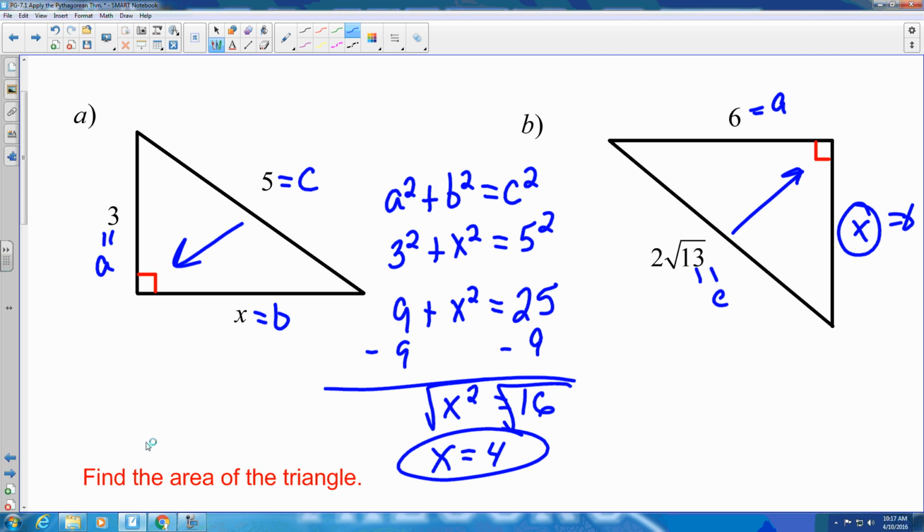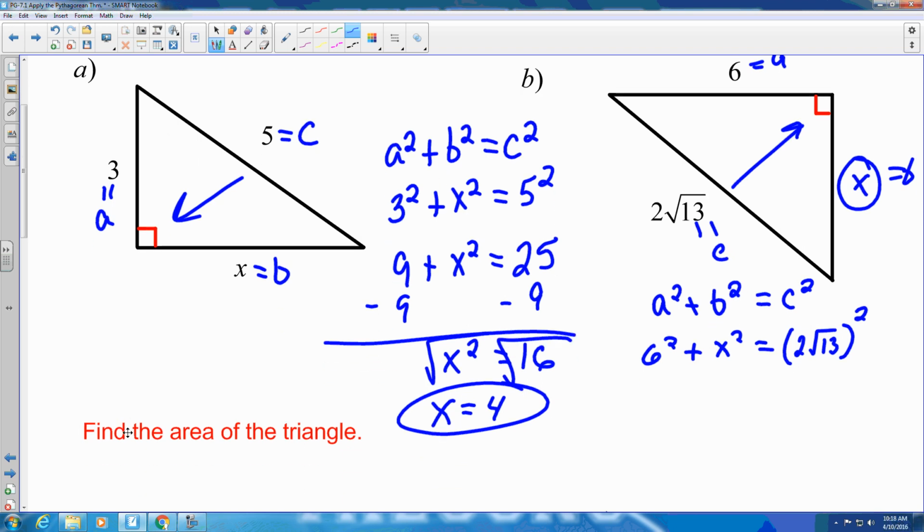Going through the process, writing out the definition, writing out the formula, a squared plus b squared equals c squared. So now I'm going to write this out as 6 squared plus x squared. Now with this 2 times the square root of 13 as my value of c, I'm going to write in parentheses, and I'll explain what that'll entail in a second. So I just wrote down the known values and unknown values and put them into the formula. Now I get to square them.